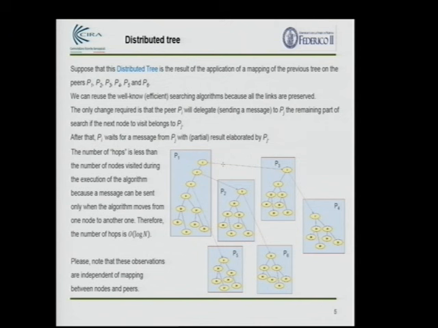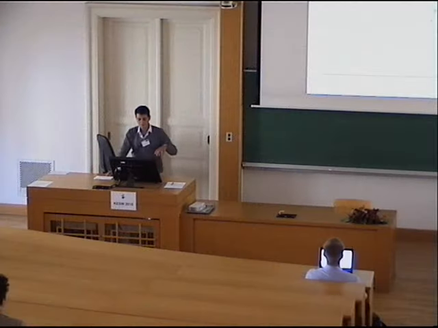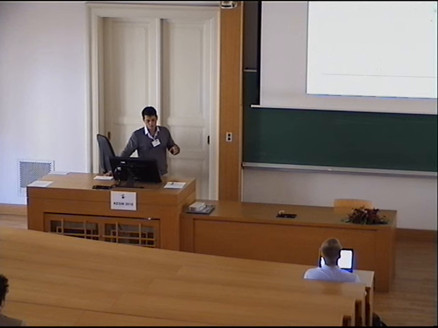In this simple mapping, each peer contains a subtree, but this is not a requirement. The nodes can also be distributed in any way over the peers. If we preserve the original links of the tree, we can use the well-known searching algorithms, which are efficient algorithms for querying. The only change required is that peer Pi will delegate to peer Pj the remaining part of the search, if the next node to be visited belongs to peer Pj.